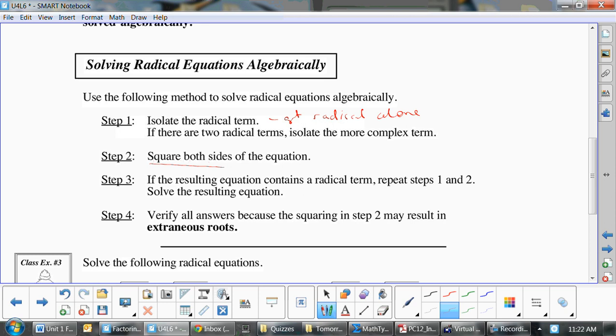Square both sides. Okay. Now, if you still have another radical, you've got to isolate it again, then square both sides. Then after you get your answer, verify and solve for extraneous roots.